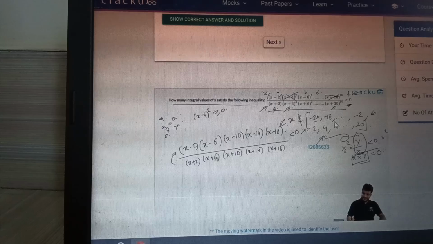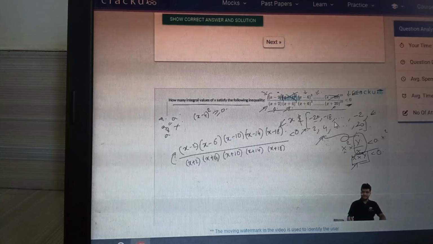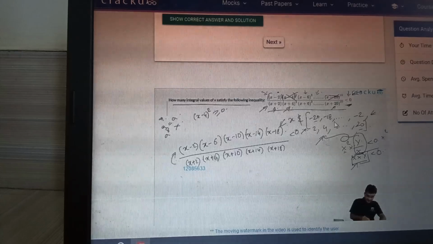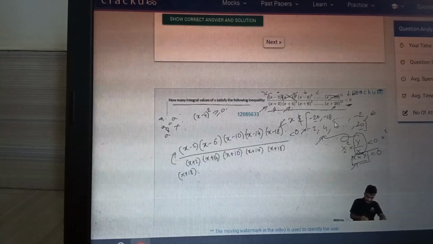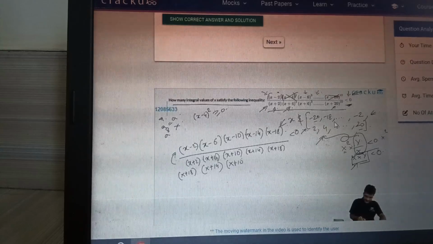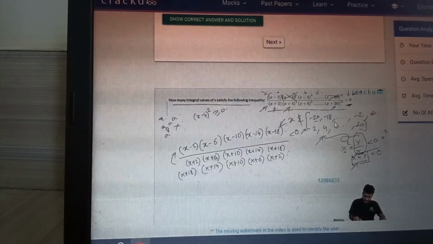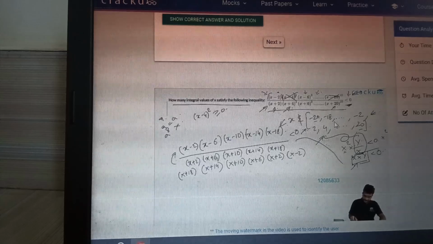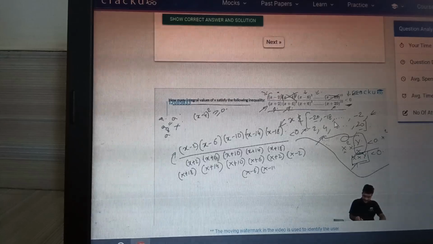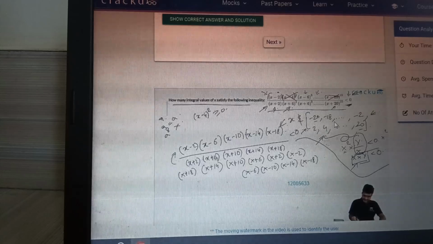So whenever you are given y by x is less than 0, you can multiply both sides with x square and it will be reduced to x into y is less than 0. Same thing will apply over here and we'll bring the denominator to the top. So this will be reduced to (x plus 18) into (x plus 14) into (x plus 10) into (x plus 6) into (x plus 2) into (x minus 2) into (x minus 6) into (x minus 10) into (x minus 14) into (x minus 18) is less than 0.